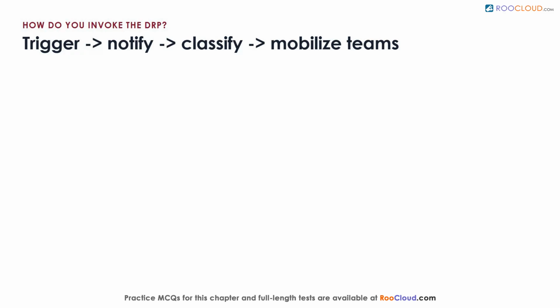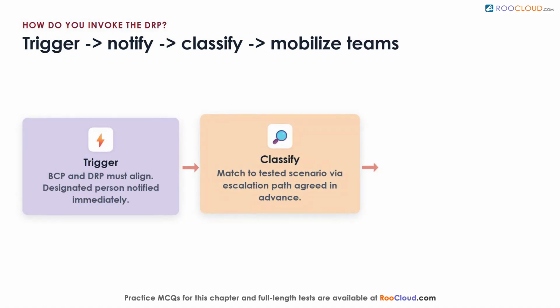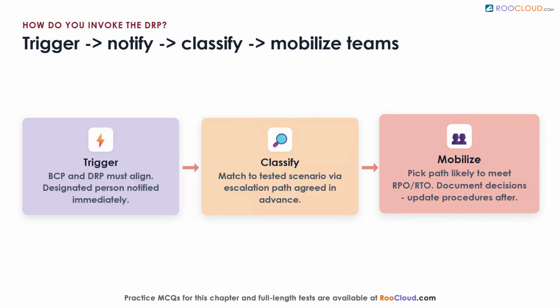How do you actually invoke the plan? The continuity and recovery plans must align tightly. A designated person is notified the moment a trigger occurs. They work through an escalation path agreed in advance. You evaluate the incident to see which tested scenario it resembles. Then you mobilize the right teams.